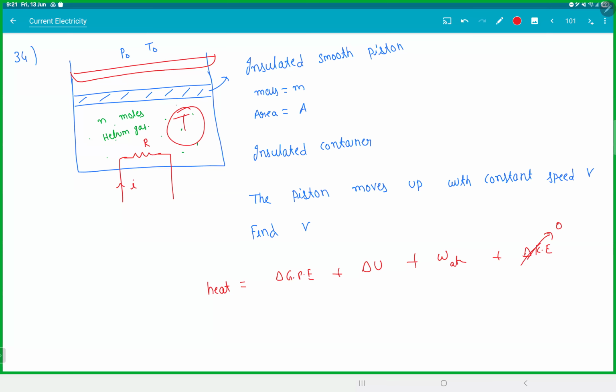Does the energy go anywhere else? Since the whole container is insulated, nothing can escape, so that is gone. Think about it. Can you use this energy anywhere else? Use it to increase the height, the speed, the temperature inside, and to push the atmosphere outside. That's it. And delta K is 0. So these are the 3 terms. And heat produced is nothing but I square R dt. So in a small time dt, whatever heat you supply will be used for change in gravitational potential energy, change in internal energy, and work done on the atmosphere.